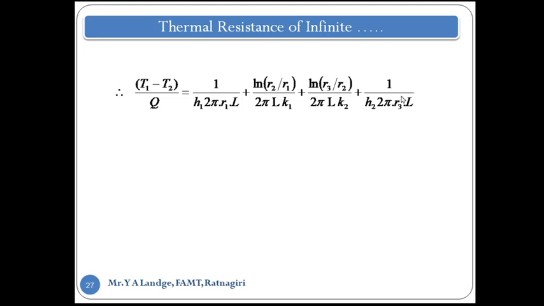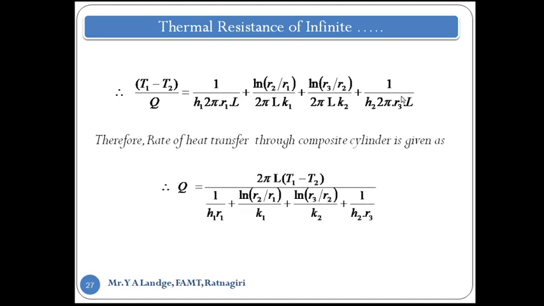So we write this equation for the composite cylinder as, by rearrangement, Q is equal to 2 pi L times T1 minus T2, the overall temperature difference, divided by the resistance terms. No need to look for the surface temperature of the two junctions of the materials. You can directly take the inner and the outer temperature, the radius of each material, the heat transfer coefficient and the conductivity of the material, and easily find out the heat transfer rate Q through this.